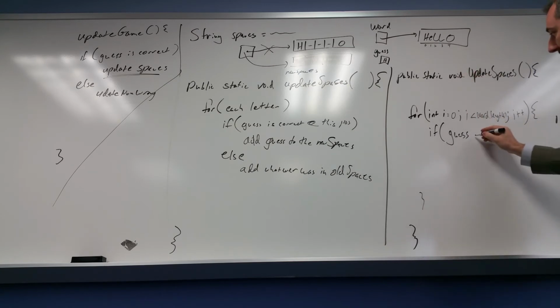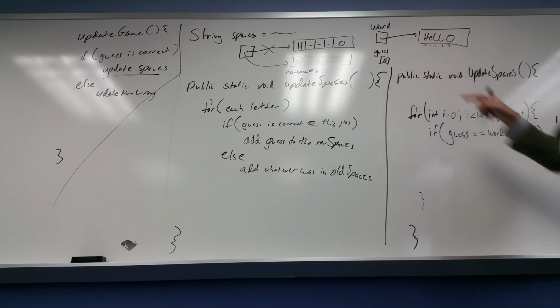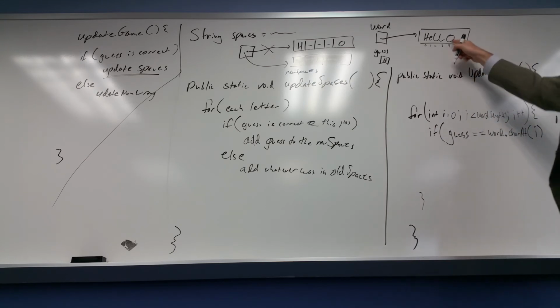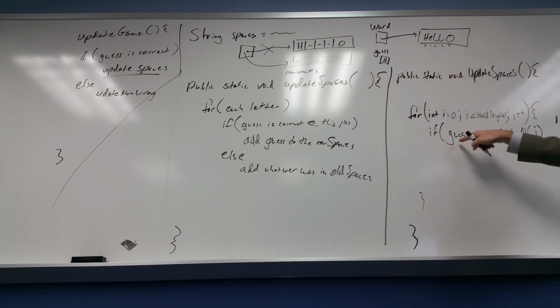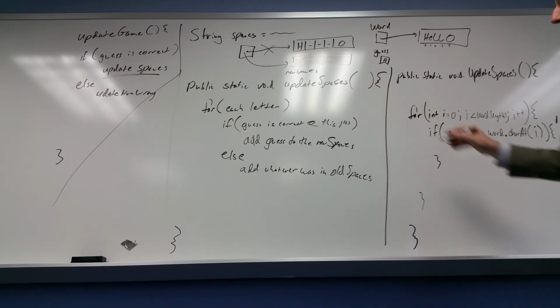And it just so happens there's a method that strings can do called charAt. So we're going to say, hey word.charAt, can you tell me what character is at position i? So if I say charAt 0, it's going to give me H. If I say word.charAt 4, it's going to give me O. So look at my guess, tell me if it's the same as that letter. All right. If it is, I want to add it to the new spaces.